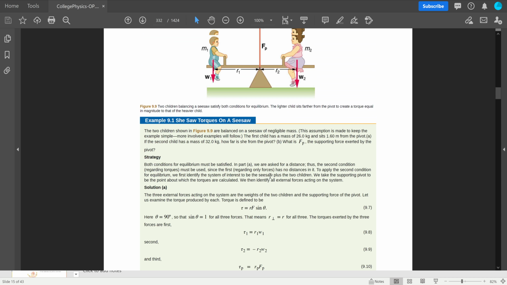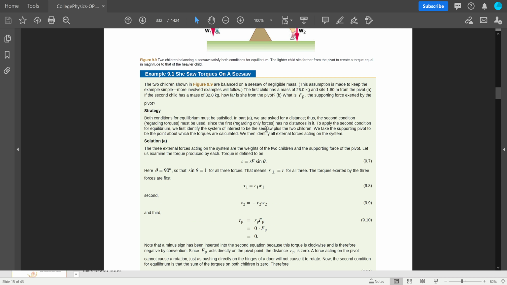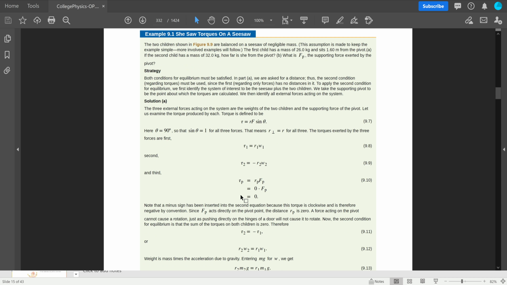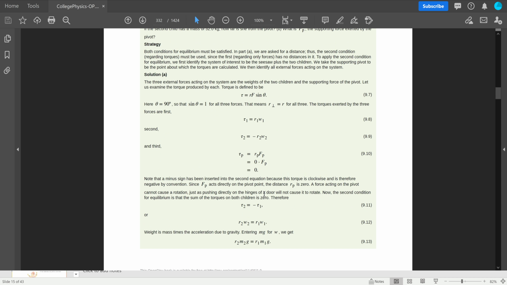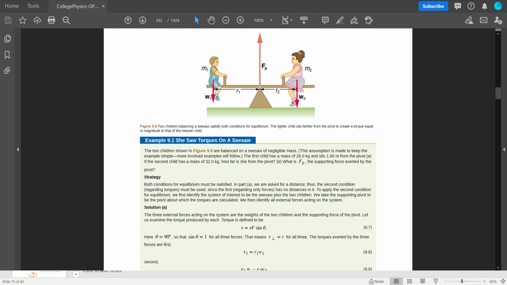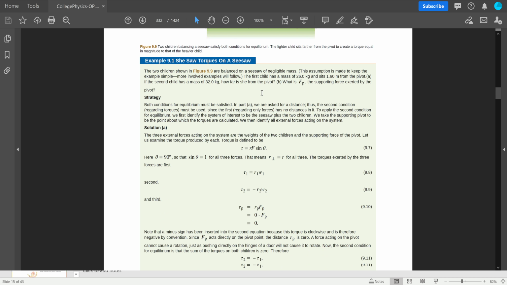So the third would be the pivot point, FP. But we know that they're not moving, they are balanced. So we know that tau P is equal to 0. For equation purposes, our RP here is the center. That's the balance point, that's the pivot point. So since we're taking that to be the pivot point, we know that the radius here is 0. We're still going to try to find what FP is, but we know that the radius is 0, so tau P is 0.